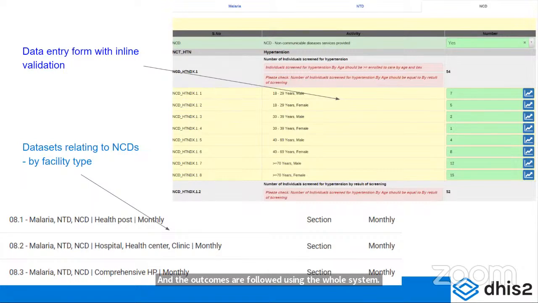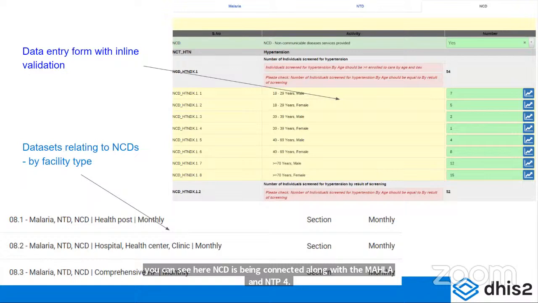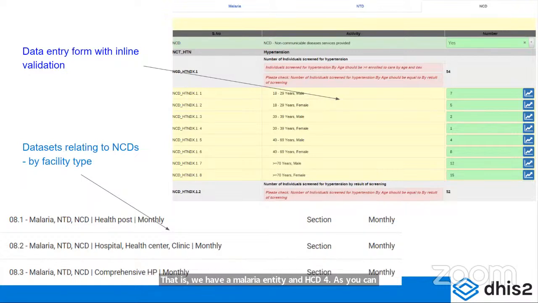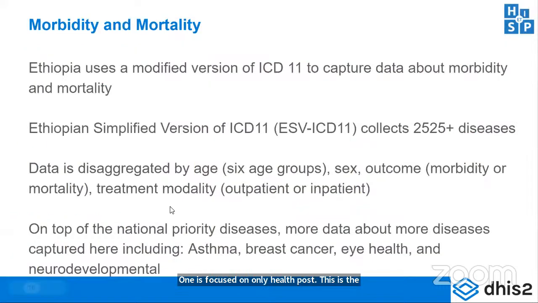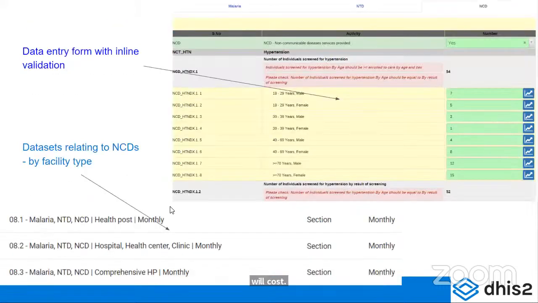This is an example of how the data is collected. As you can see here, NCD is being collected along with the malaria and NTD form. We have a malaria, NTD, and NCD form. As you can see, we have three kinds of data sets. One is focused on only health posts. This is the community level data. The health post is community level data. The focus here is only on screening.